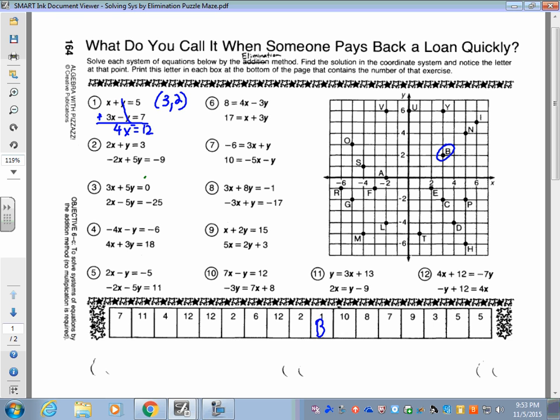It's in standard form. Now the x's are opposite each other. Add them to cancel. This gives me 6y is equal to -6. So y equals -1. We're going to plug in that -1 and solve for x. So that would give me 2. So we go to 2, -1. We see that that is letter E. And so we find the box with number 2 and put the E in here.